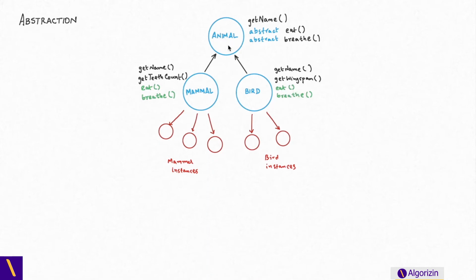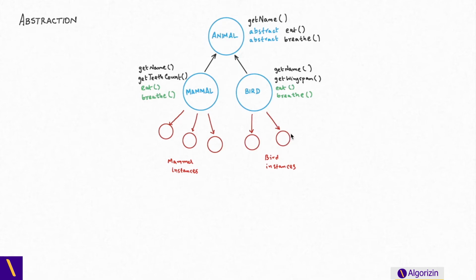Mammal inherits from animal, but mammal implements its own way of eating and its own way of breathing. And so we can think of abstract classes as partial blueprints of their subclasses. It ensures that if this class is in the inheritance chain, some class in that chain must implement these methods. So I hope that is clear.